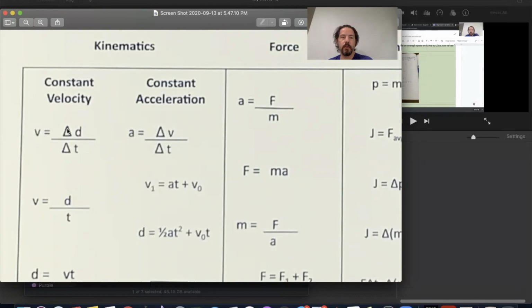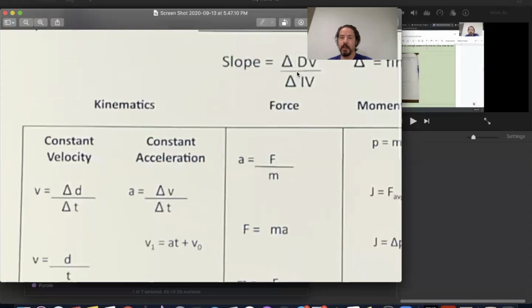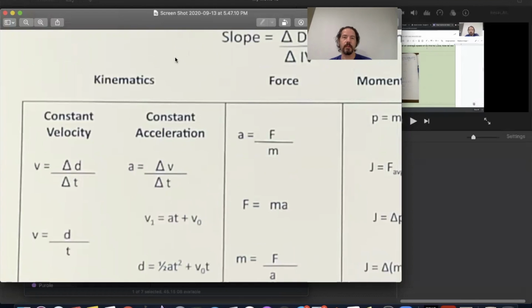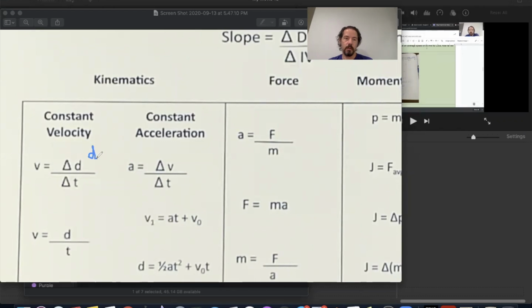So this first equation is delta D over delta T. This triangle is the Greek letter delta, and it means change, but basically that just means slope. So we're going to use the slope formula for this. So it's D2 minus D1 divided by T2 minus T1. Now I want you to notice something real carefully here.